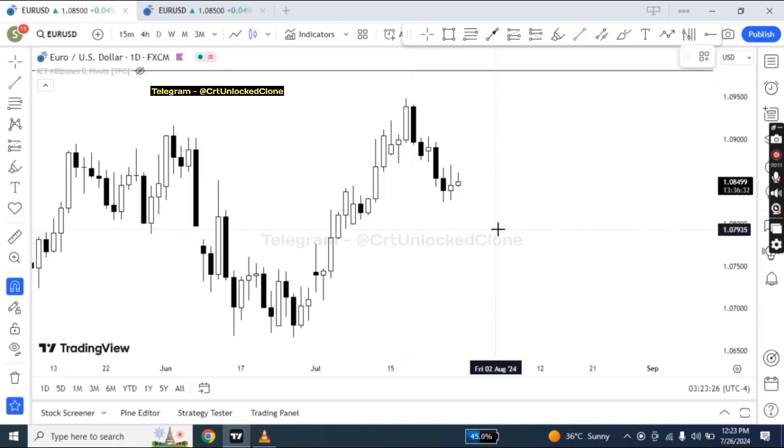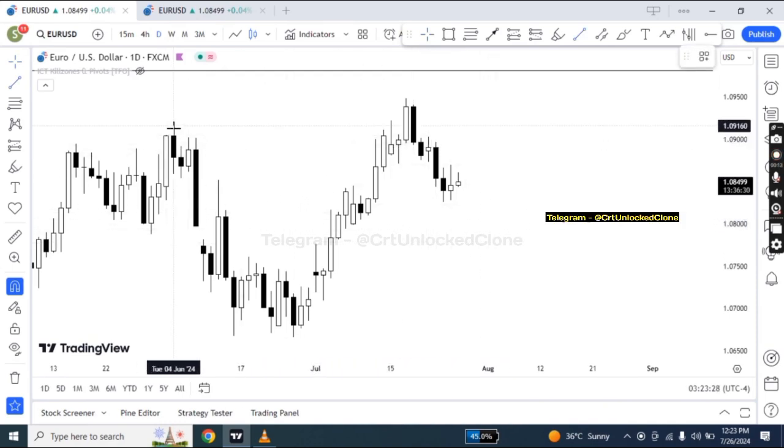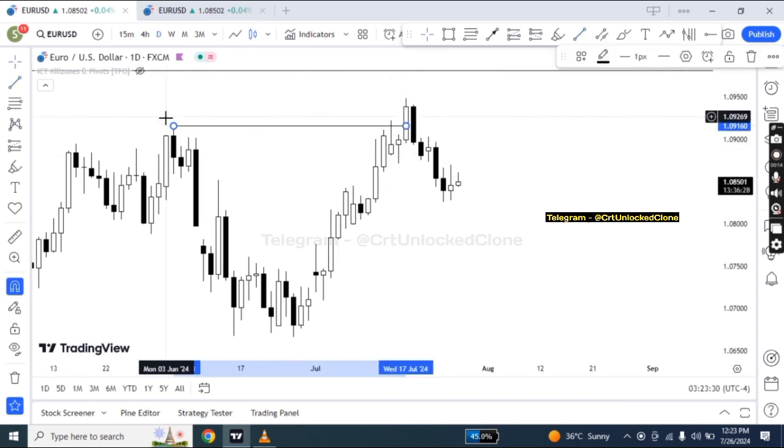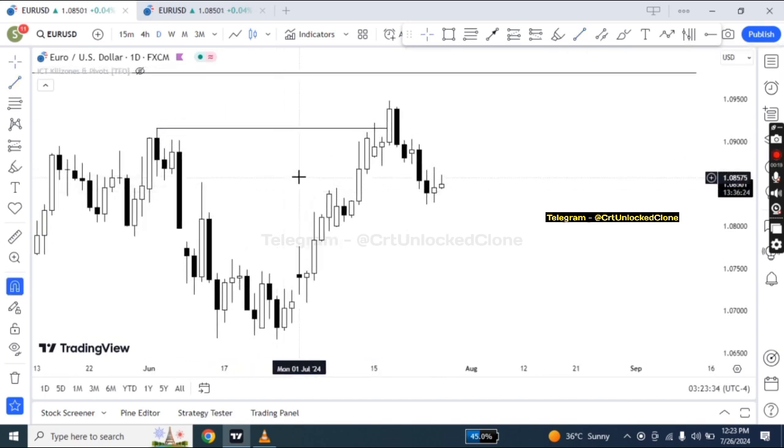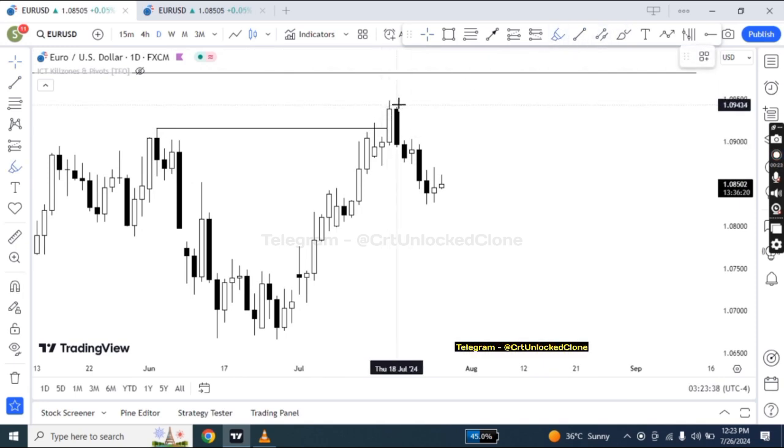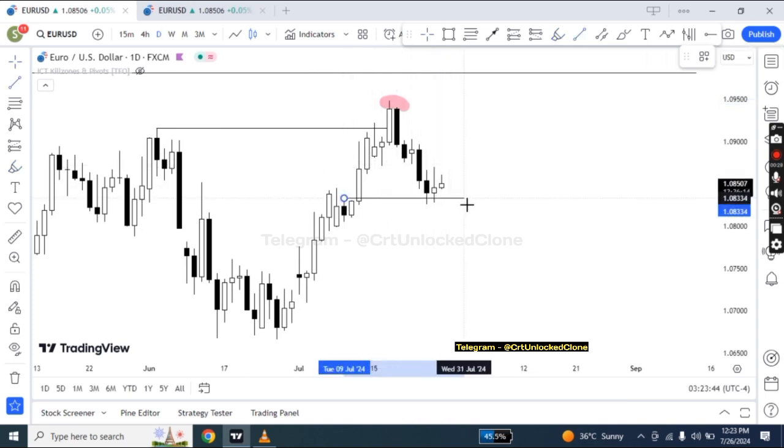So right here on the daily, you can see that I've been expecting a retracement since this range high right here was taken. And if you watched my last few breakdowns on EU, then you'd remember that as soon as this range high was taken, I started expecting a retracement profile. And now right here, you can see that we retraced back to this order block right here.